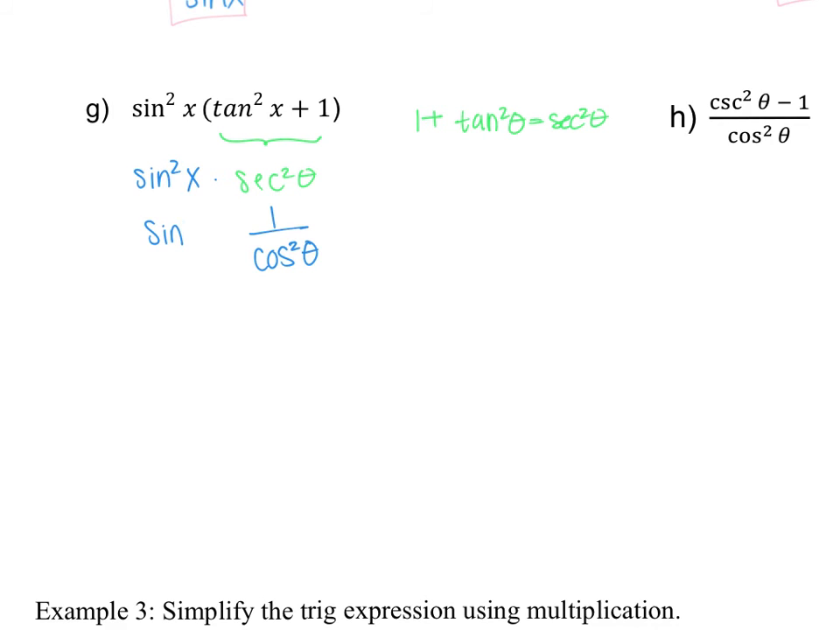Bringing down the sine squared, I have to multiply sine squared with this fraction. So if it helps, definitely put this over 1 so you recognize you have to multiply straight across. If I multiply straight across, I have sine squared on top and cosine squared on the bottom. Ooh, did I mess up?